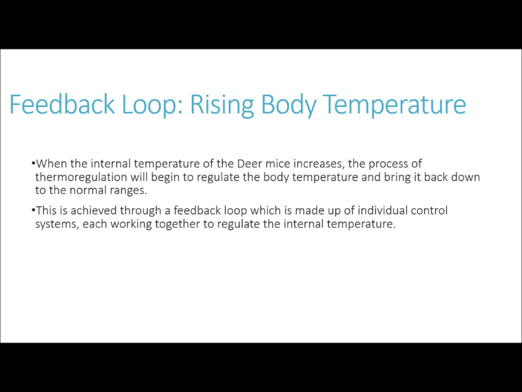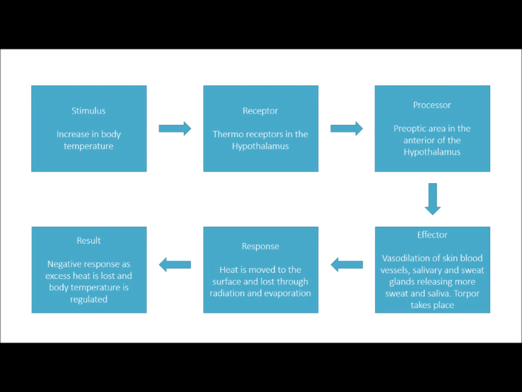When the internal temperature of the deer mice increases, the process of thermoregulation will begin to regulate the body temperature and bring it back down to the normal ranges. This is achieved through a feedback loop which is made up of individual control systems, each working together to regulate the internal temperature. The stimulus for the feedback loop is the increase in body temperature due to being chased by predators. The receptors detect this rise in temperature. These are the thermoreceptors in the hypothalamus.